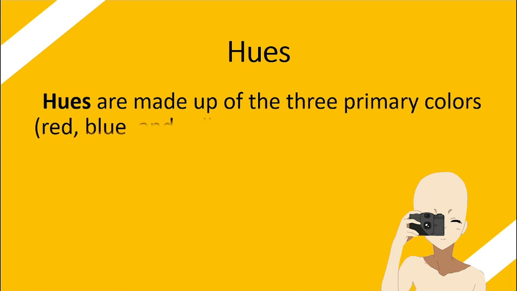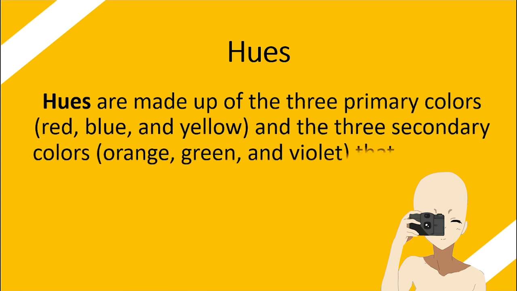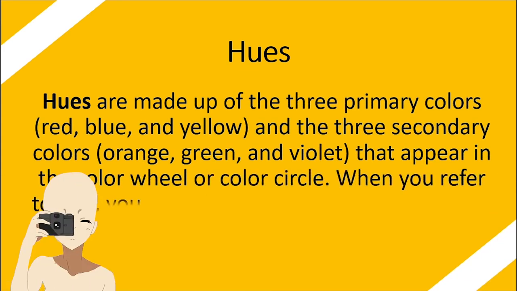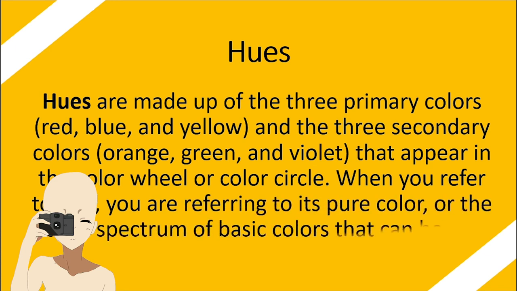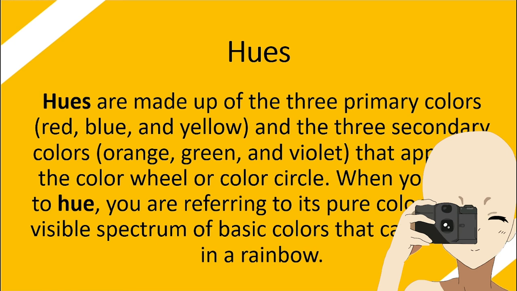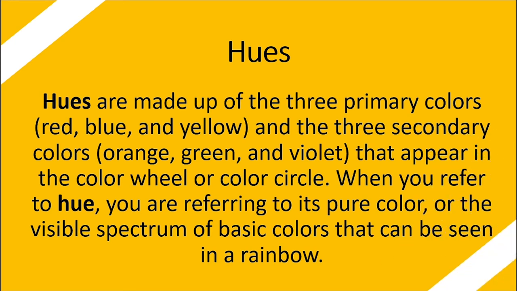Now, our next element is the hues. Hues are made up of the three primary colors, which are red, blue, and yellow. The three secondary colors are orange, green, and violet that appear in the color wheel or color circle. When you refer to hue, you are referring to its pure color or the visible spectrum of basic colors that can be seen in a rainbow.